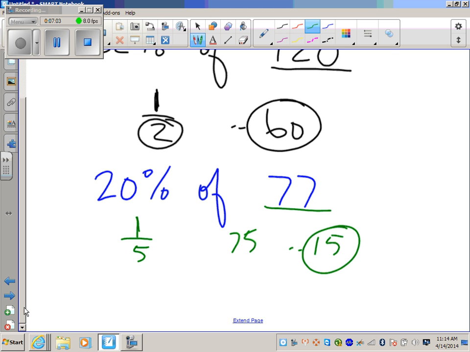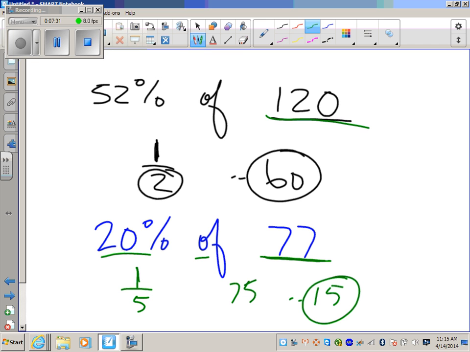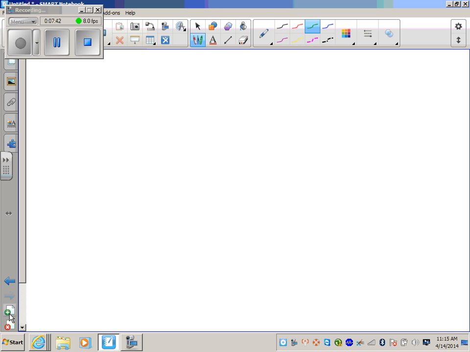Now put this into context. What are they asking? 20% of 77. That means if you had a test with 77 points and you scored a 20% on it, you had about 15 right. That's what that means, if we want to put it into context. Here, same thing. You had a test, 120 points, you scored a 52%. You got roughly half of it right. That's what we're doing here. Okay? Let's try another one.